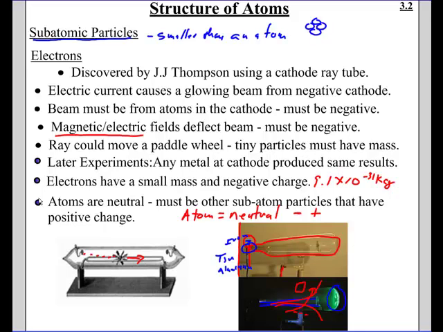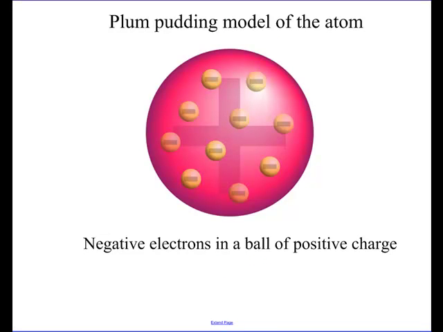So let's look at the kind of model that Thomson had. They called it the plum pudding model. And I imagine because it was British, and plum pudding is a British dessert. I kind of like to think of it as the blueberry muffin model.